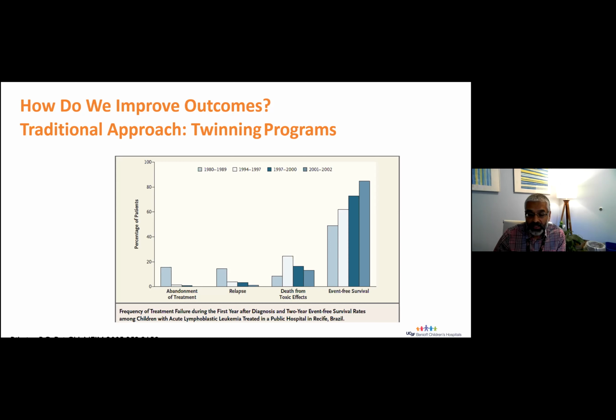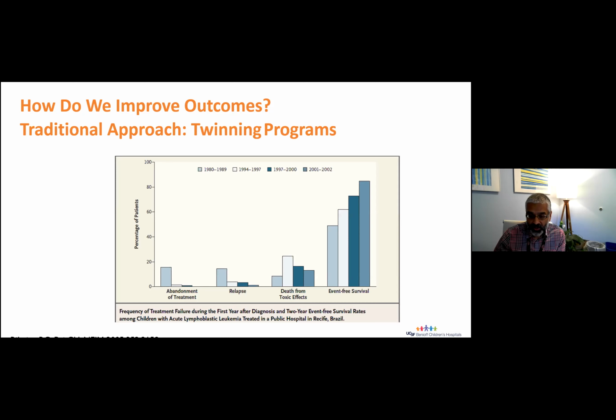So the families could see the potential benefits of staying on treatment. Relapse decreased. And then, of course, you're adding in a more intensive treatment protocol. So initially there are more toxic side effects, but as you improve the training and the infrastructure and the supportive care, you're able to decrease those while having continual event-free survival improvements.